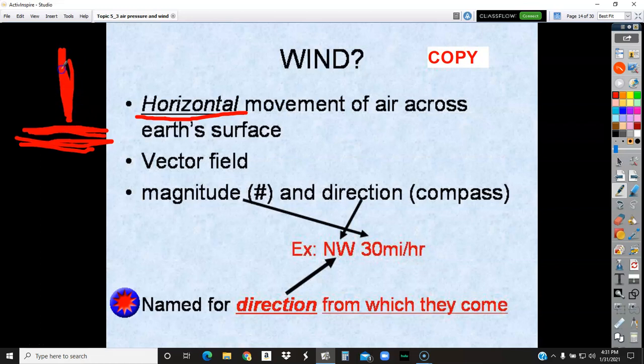Air that goes up and down is convection, right? Remember we did that in last week's notes, last week's videos. Circulation, right? Cold air sinks, warm air gets pushed up and rises. So that up and down motion is convection. It's not called wind. Actually, to be technical, it's called updrafts and downdrafts.